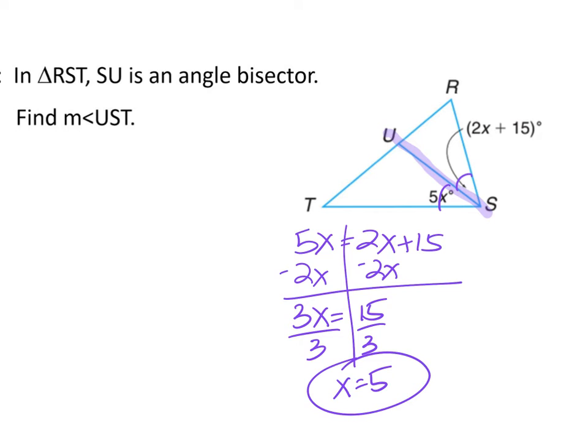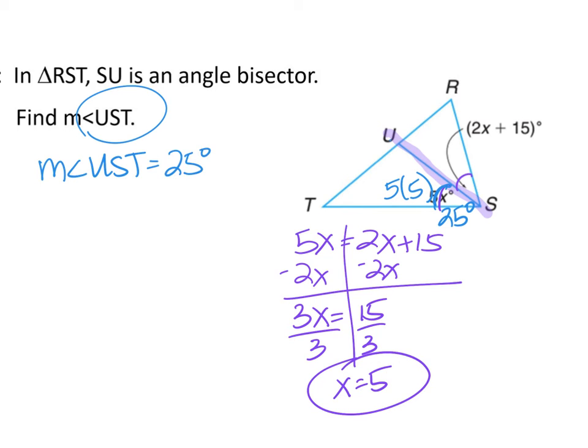We want the measure of angle UST. UST, that's this angle here. So I'm just going to plug in 5 for x. So 5 times 5, that is 25 degrees. Okay, so that is our final answer.